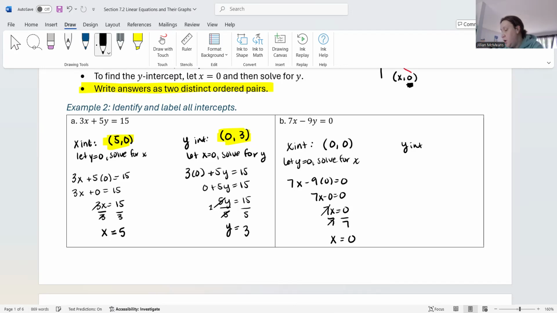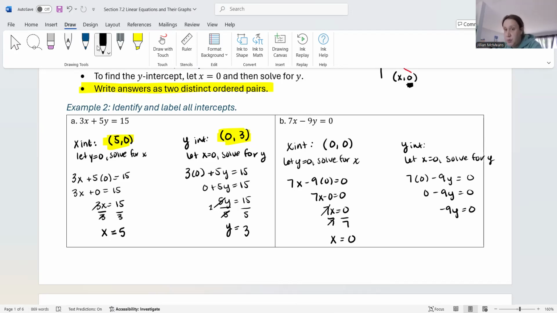So remember, for a y-intercept, we let x equal 0 and solve for y. Remember, whatever intercept you're looking for, you always let the opposite variable equal 0. So we're going to rewrite this equation. Anywhere we see an x, we're going to replace it with a 0. So we get 7x, but remember, x is 0, minus 9y equals 0. 7 times 0 is 0. 0 minus 9y is negative 9y. So negative 9y equals 0.